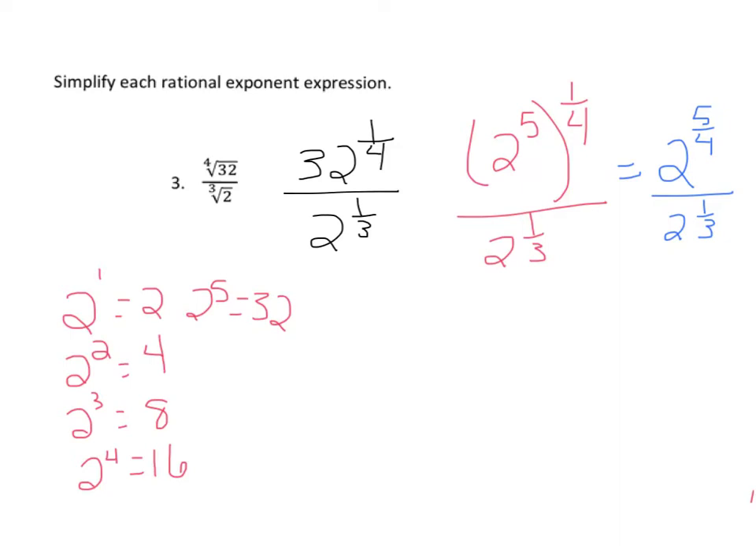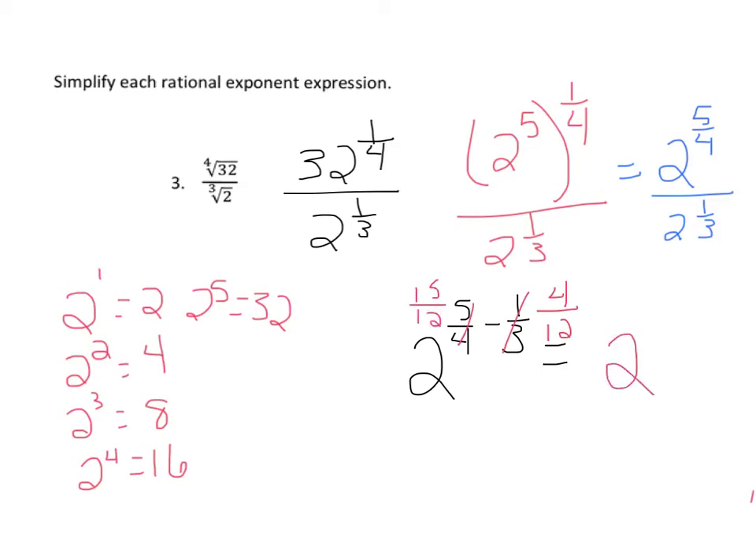So I would be given 2 to the 5/4 minus 1/3. Again, that's one of my exponential rules. So when I subtract these, I actually need to find a like denominator. Remember, go all the way back to simplifying fractions. So I actually can have a like denominator of 12. This one would turn into 4/12, and this one would turn into 15/12. So I still have that common base of 2. 15/12 minus 4/12 is actually 11/12. So I have 2 to the 11/12.